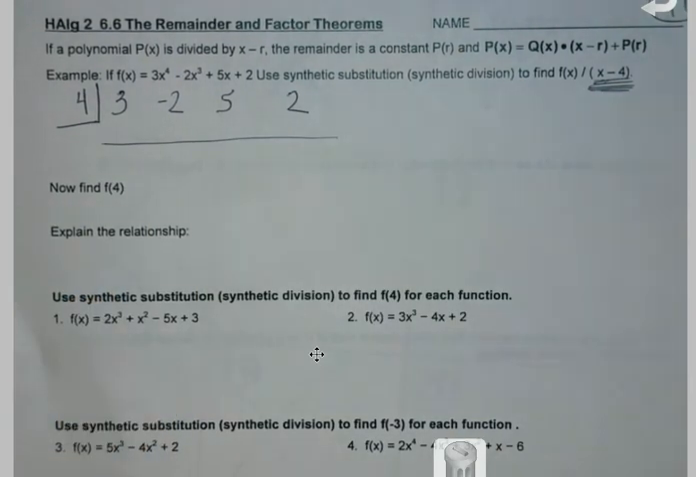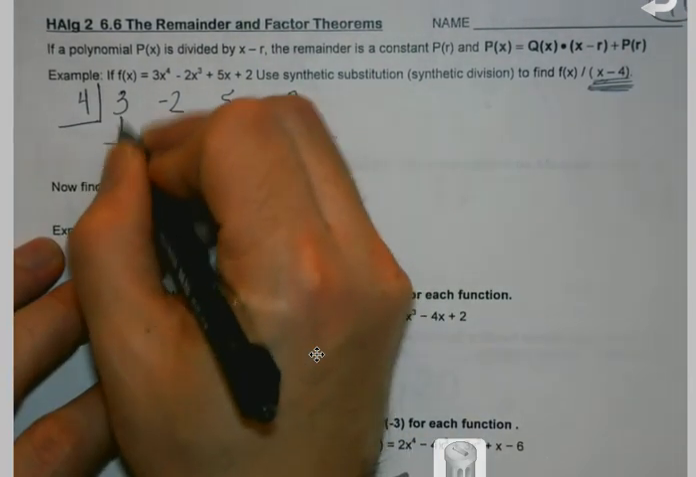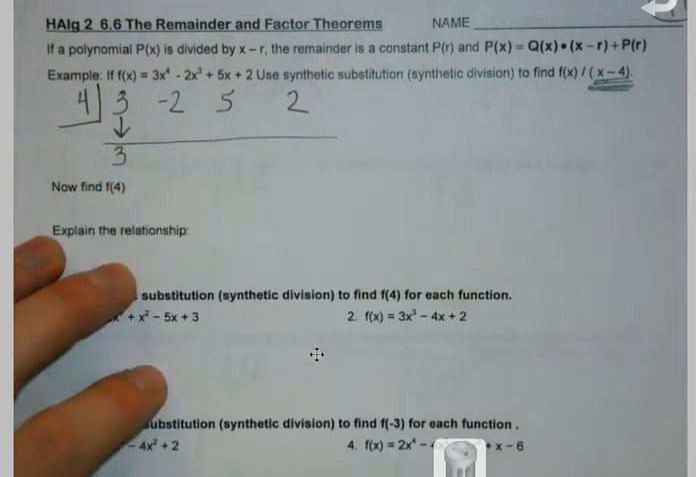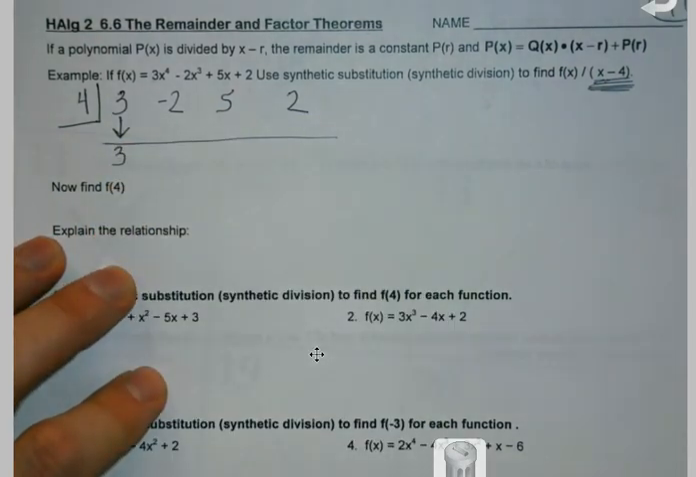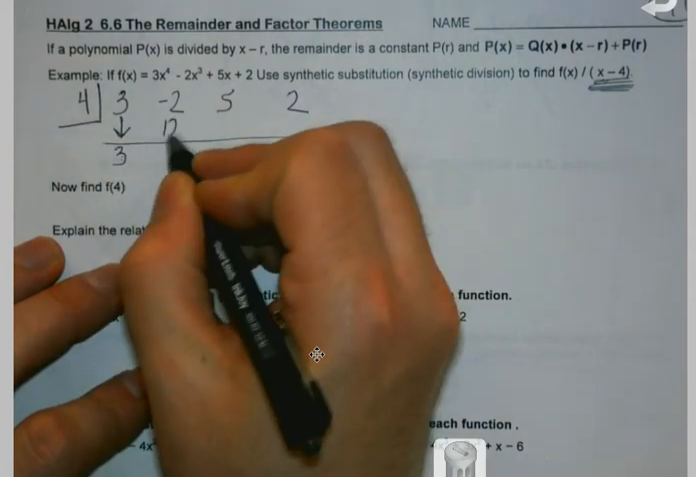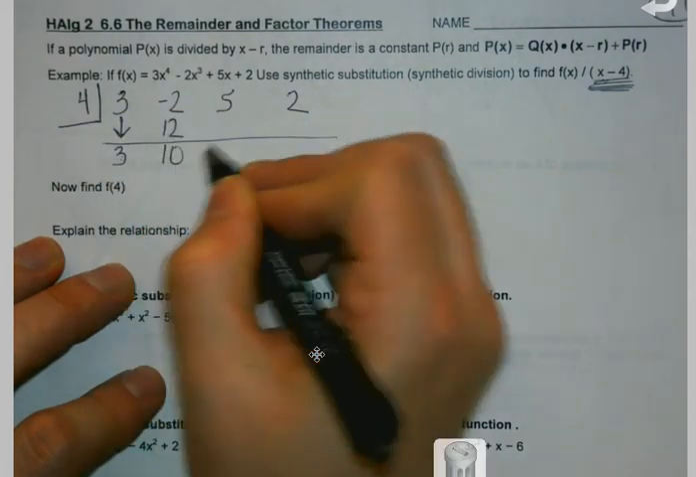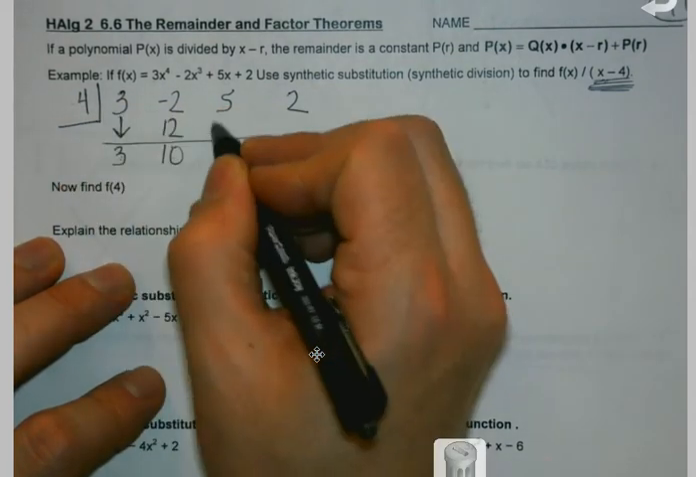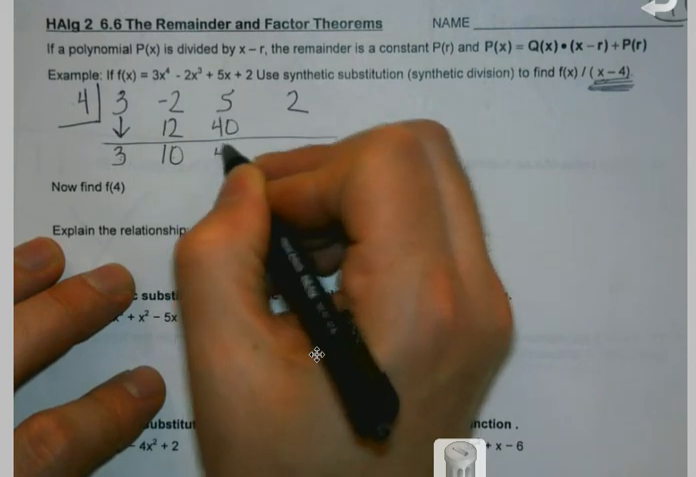And we're going to go ahead and do this using synthetic substitution. So again, you pull your first term down, then multiply them together and add down, multiply and add.